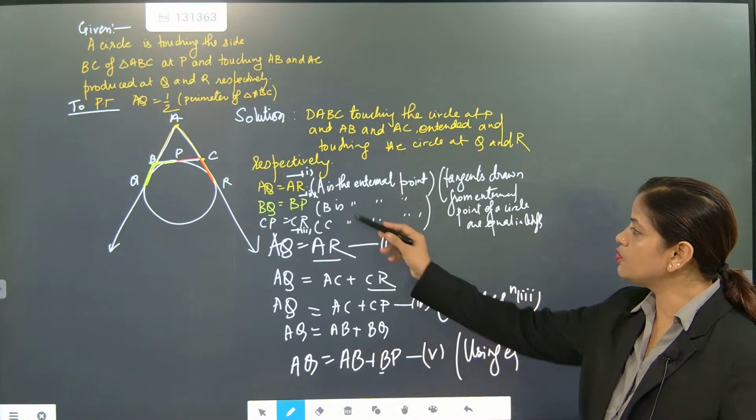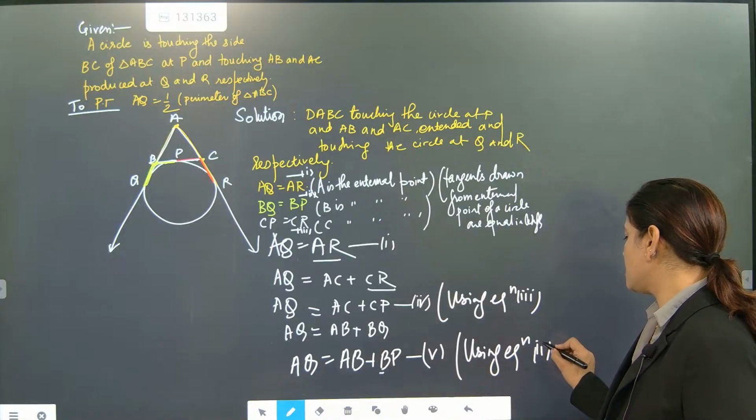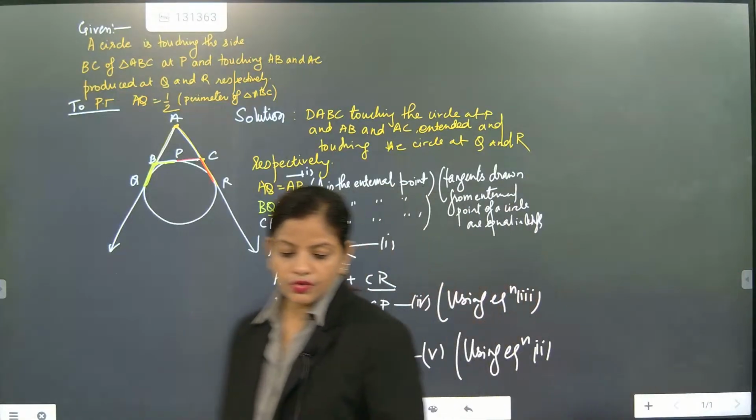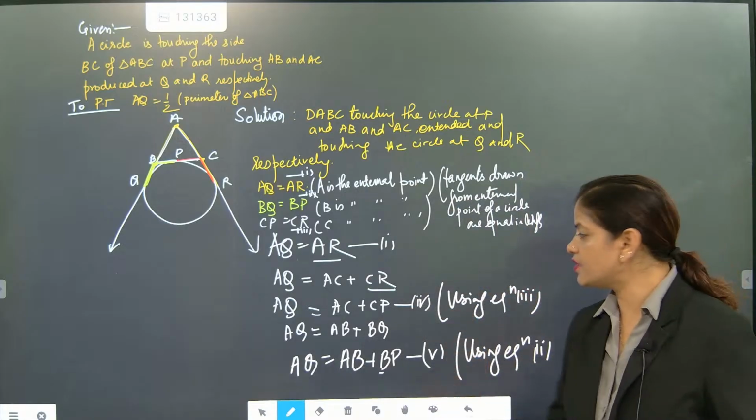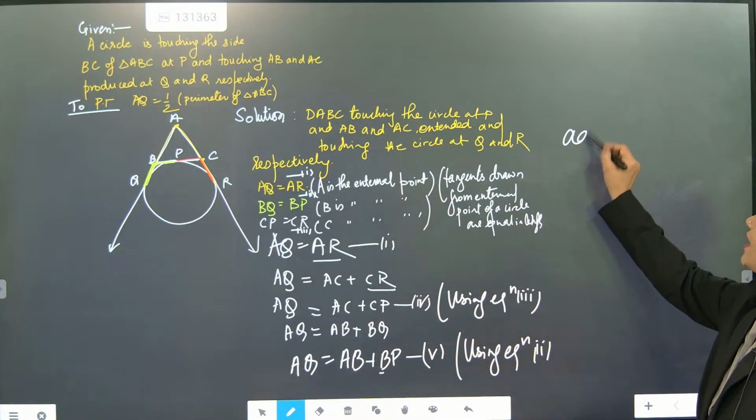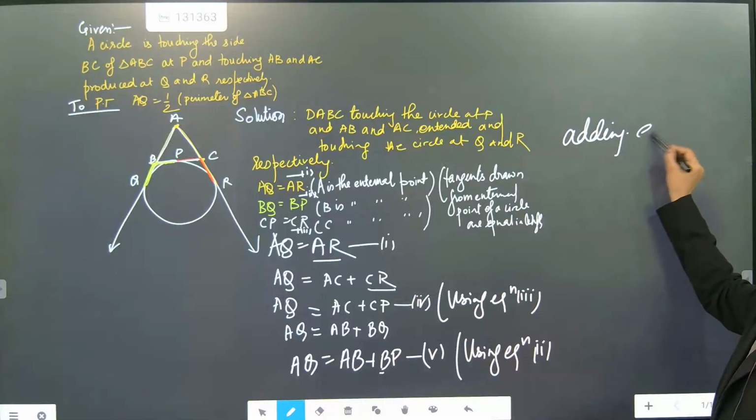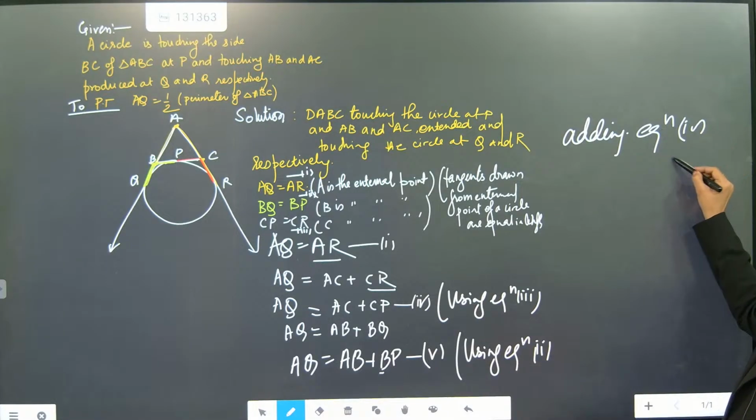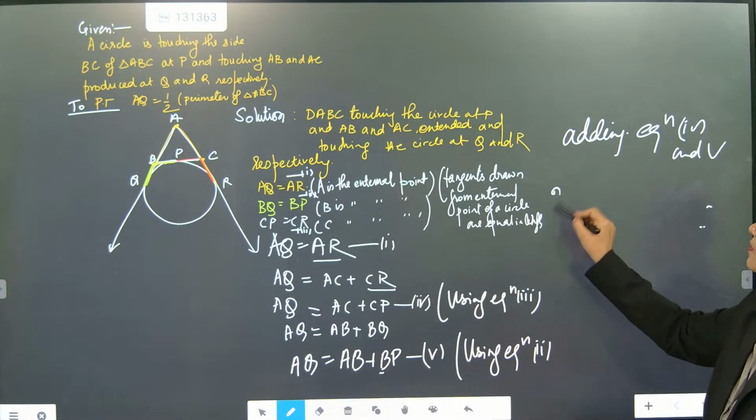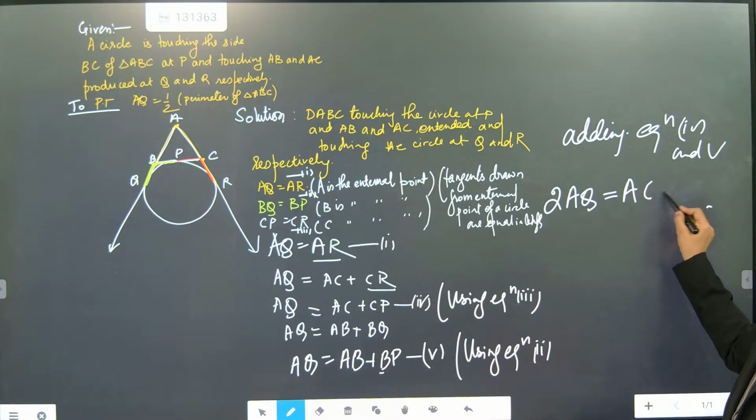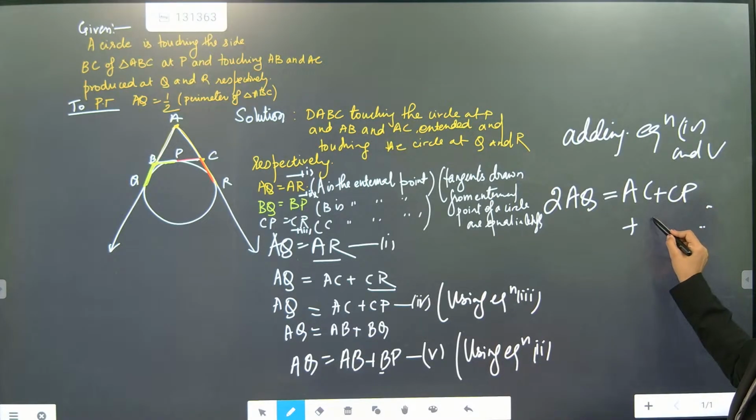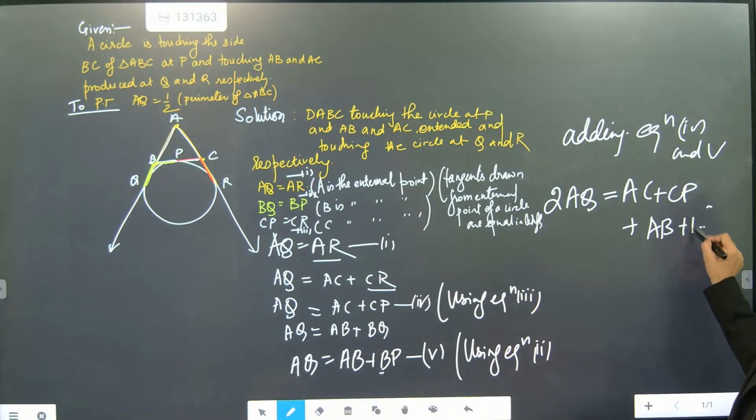This BQ is equal to BP using equation 2. Understood? So you used equation 2, yes, now you need to add equation 4 and 5. So adding equations 4 and 5, it will become 2AQ is equal to AC plus CB plus AB plus BP.